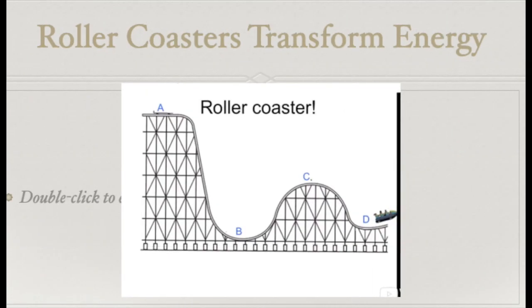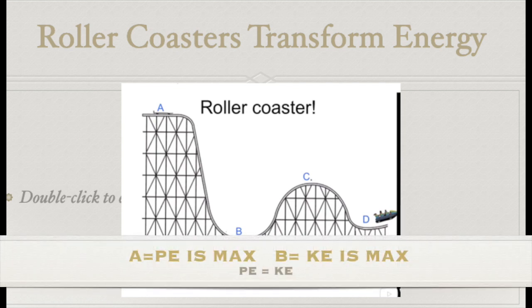All right, potential energy and kinetic energy. A roller coaster is an excellent example that shows the transformation of PE to KE. Here you have sections A, B, C, and D on the roller coaster. These sections of the roller coaster show how potential energy is converted to kinetic energy and vice versa.